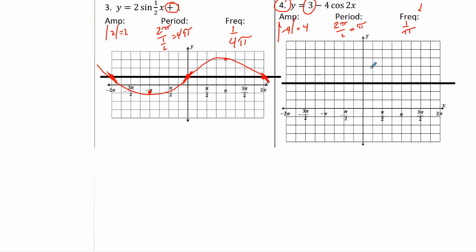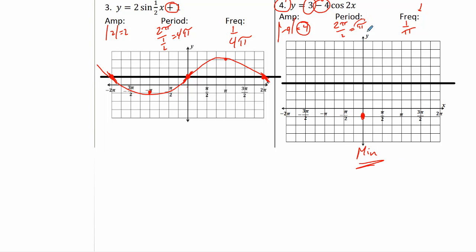So here we go. The cosine should be 1 away from the equilibrium point in the positive direction. But because this is negative 4 and the amplitude is 4, I'm now going 4 away in the negative direction because of the negative. So 1, 2, 3, 4. So this is where the cosine graph starts. That is your minimum.